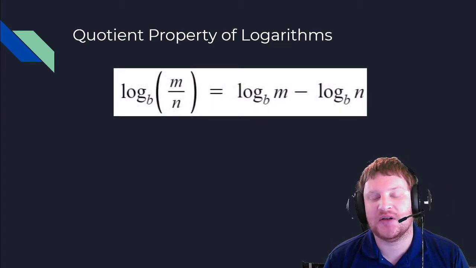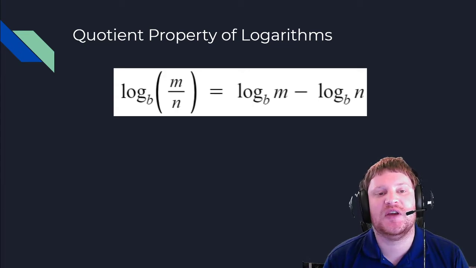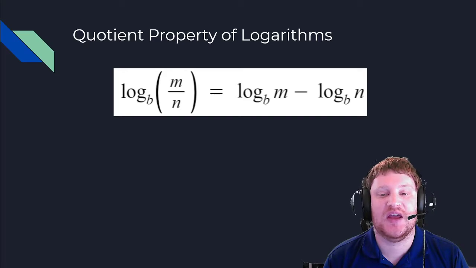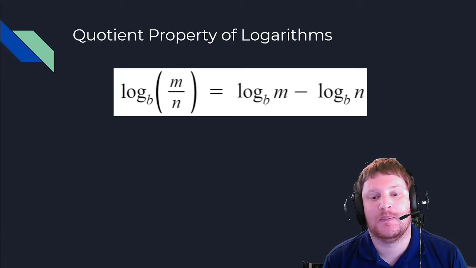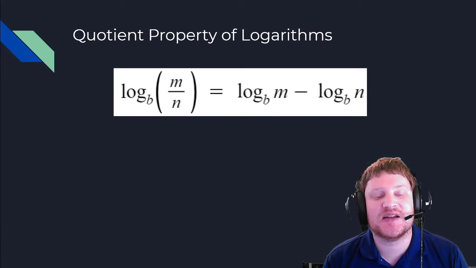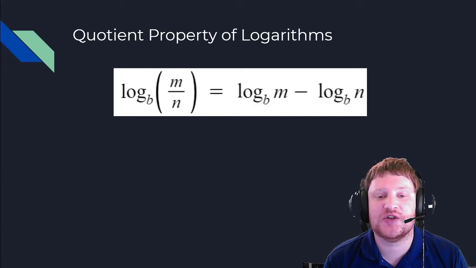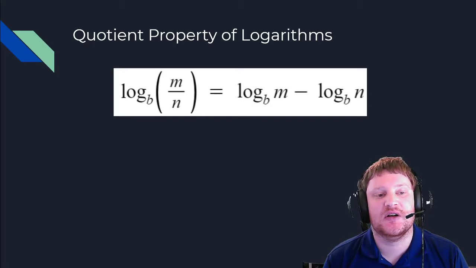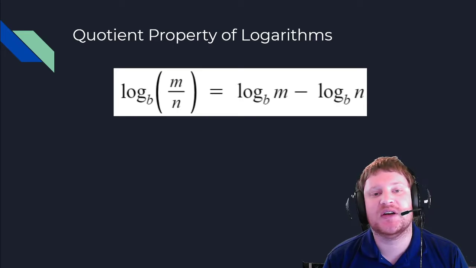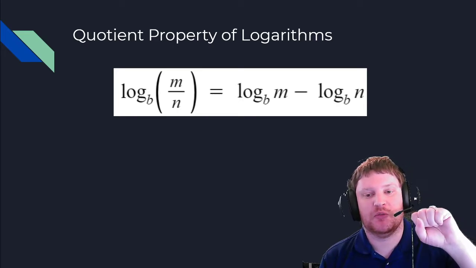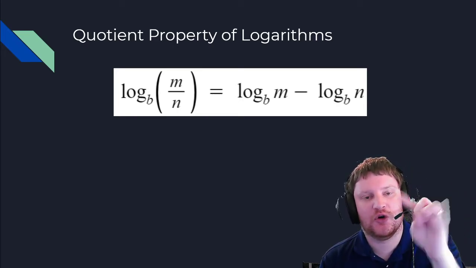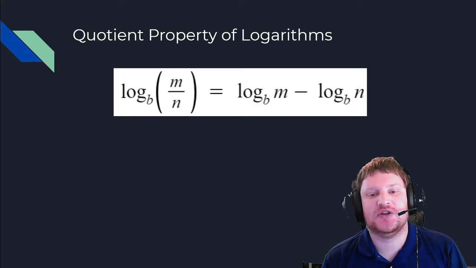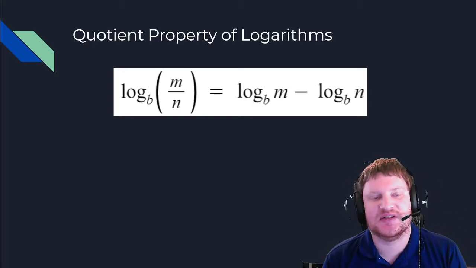So if you look it up online, this is what you'll see. Log base b of m divided by n equals log base b of m minus log base b of n. So you'll notice it's basically the exact same thing, but we replace the multiplication with division, and we replace the addition with subtraction. One important thing to notice here is with the product property, order did not matter. Because it was multiplication, you can multiply in any order and get the same answer. And it was addition. You can add in any order and get the same answer.